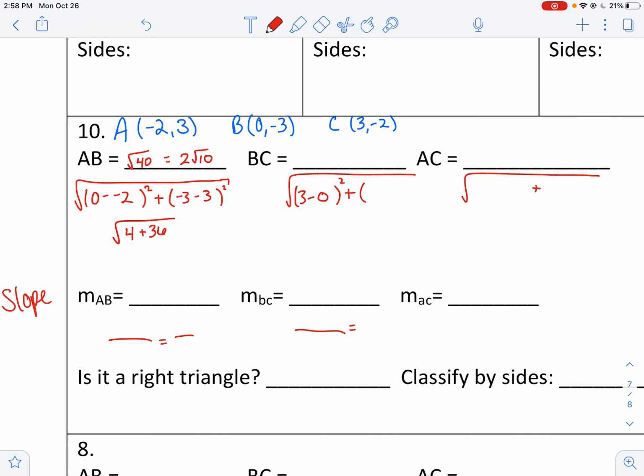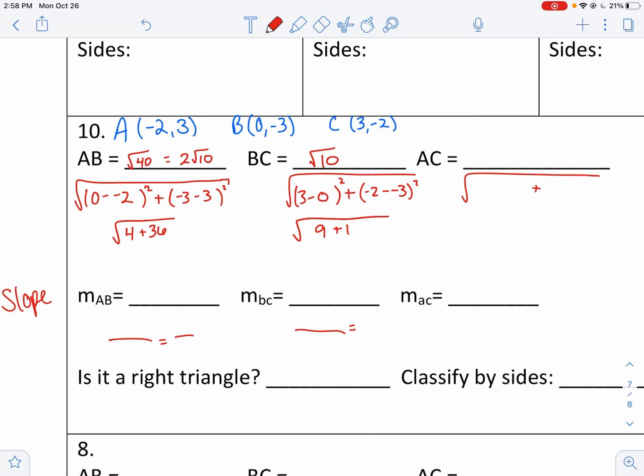BC, same idea, x2 minus x1 squared plus y2 minus y1 squared. So 3 squared is 9, 1 squared is 1, so that's the square root of 10.